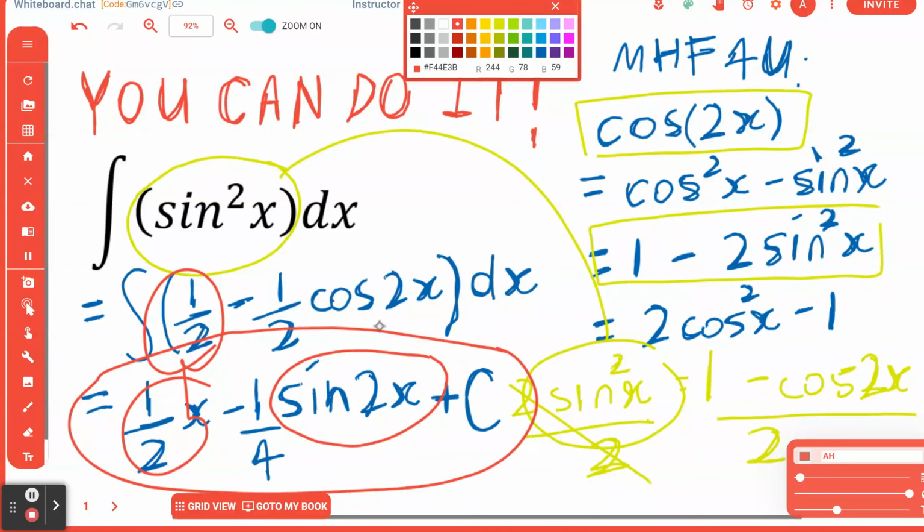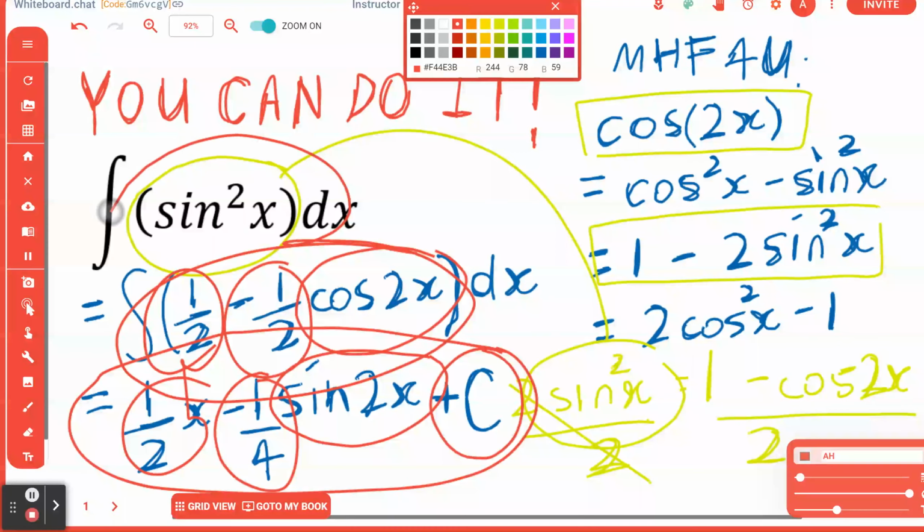Again, when you differentiate sine of 2x, that's going to be cosine of 2x times 2. The 2 and the negative quarter will give you negative half back, and cosine of 2x is exactly what we were looking for. Of course, the derivative of a constant is going to be 0. And now you go back to this, which is equal to sine squared x. I hope this makes sense.